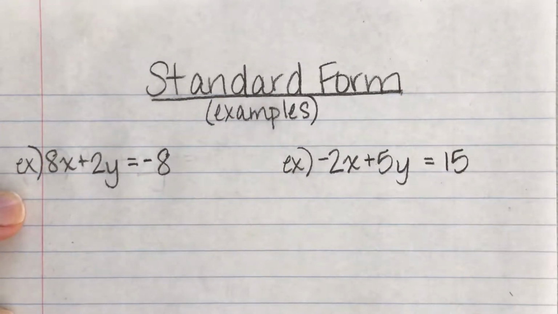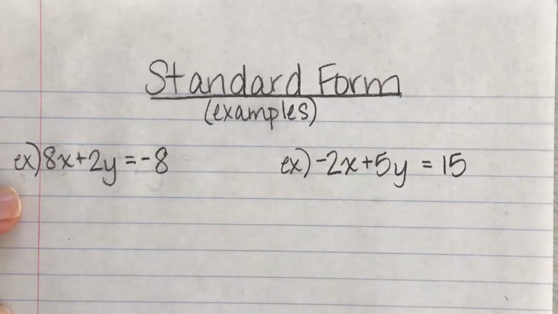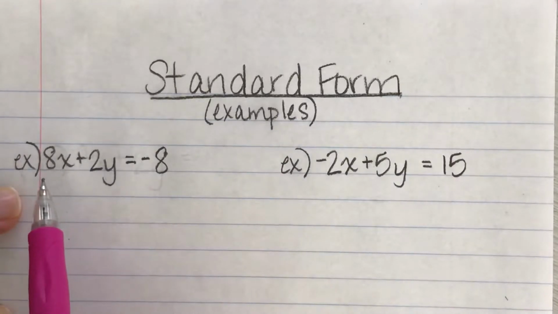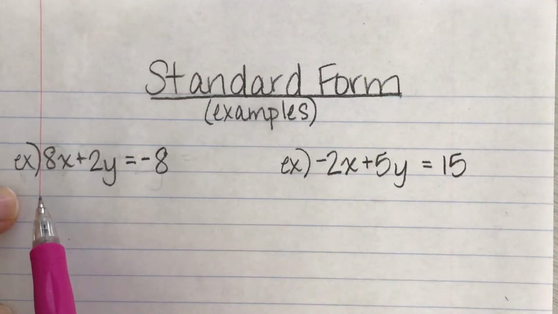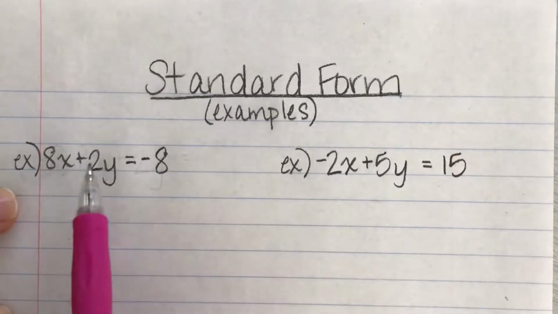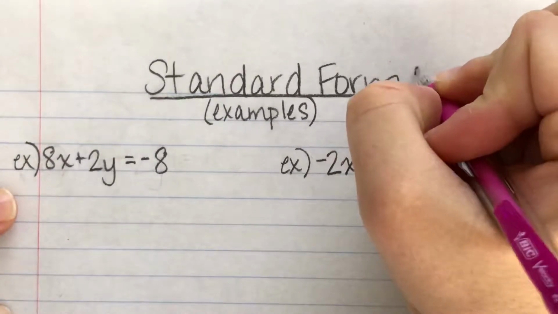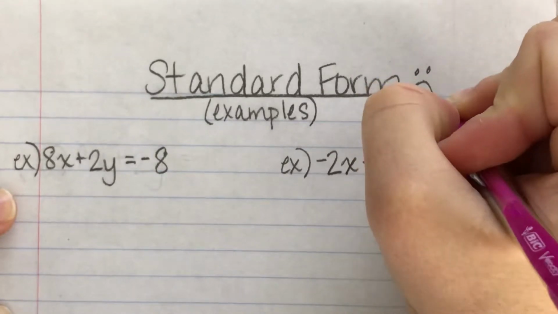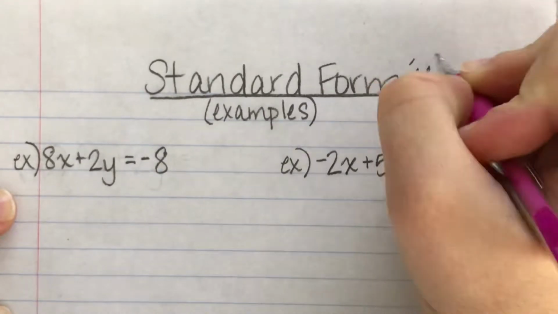All right, guys, here are some examples over standard form to help out. There's a screenshot or a picture of the actual notes that we took. This is standard form, when x and y are together on the same side. Now here's the thing, we do not like standard form.